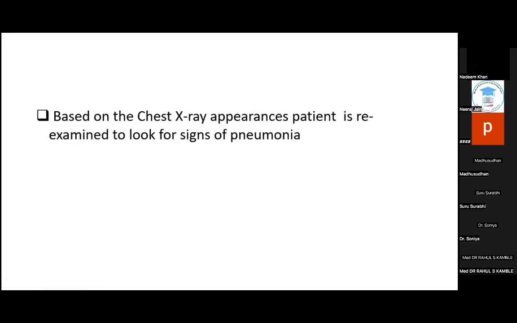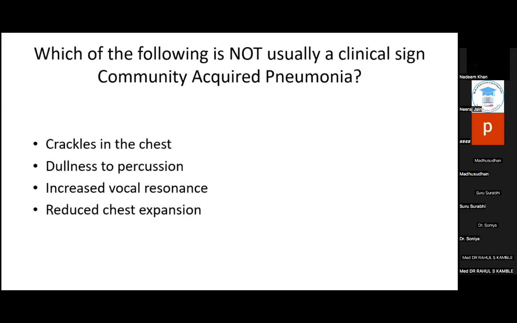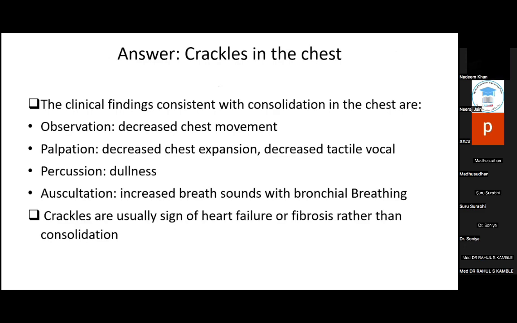Now, based on the chest X-ray, which of the following four is not a sign of community acquired pneumonia? The answer is crackles in the chest. The clinical findings were consistent with consolidation. So there will be decreased chest movement, decreased expansion, increased tactile vocal resonance, dullness, and increased breath sounds. Crackles are signs of heart failure or fibrosis rather than consolidation.